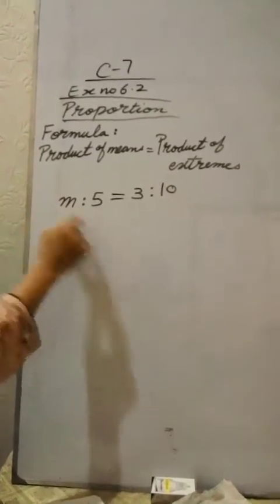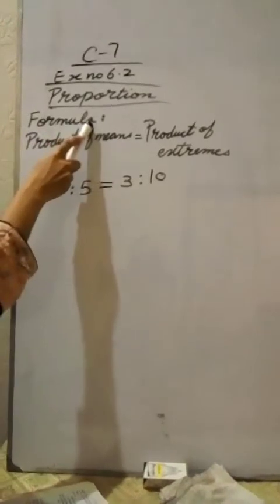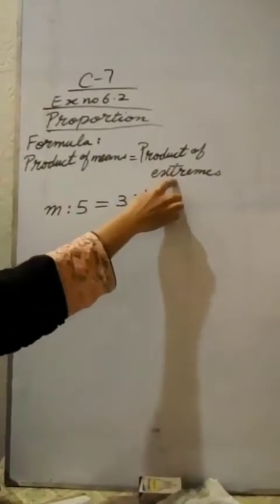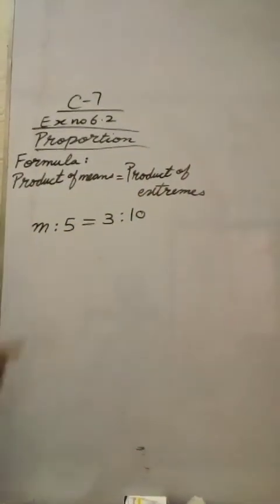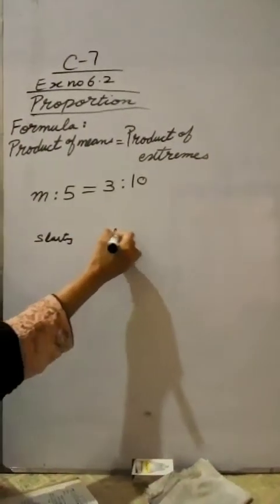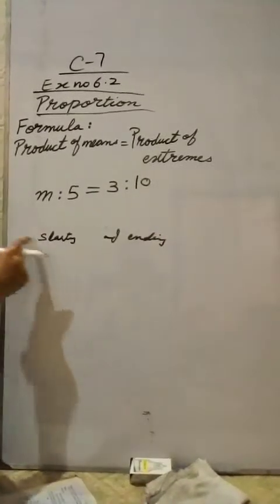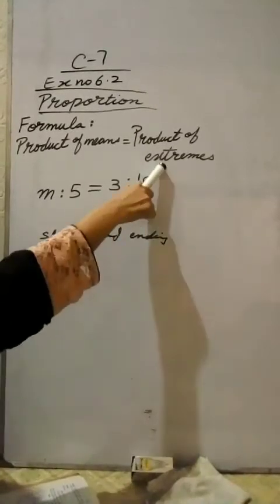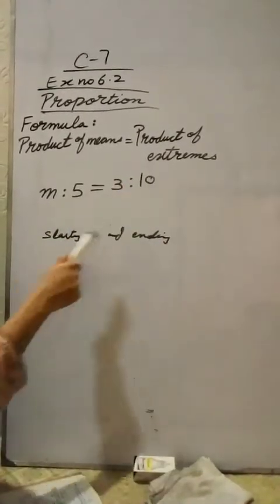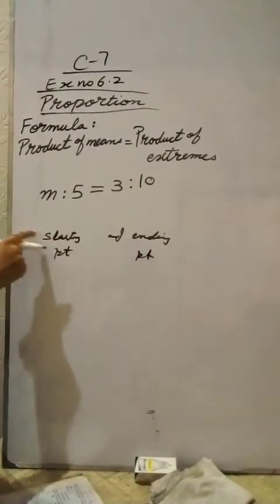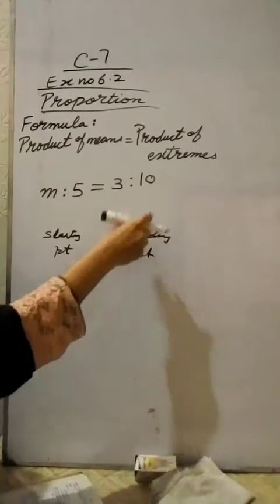But how? We need to use the formula, and the formula is product of means equals product of extremes. Understand the concept of means and extremes. Extremes mean the starting and the ending point. There is nothing before the start and there is nothing after the end. So that's why extremes means starting point and ending point.